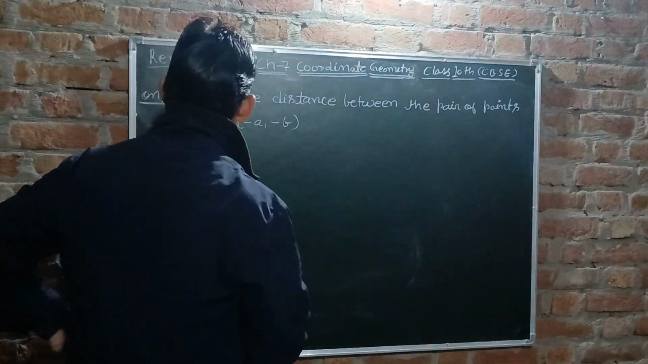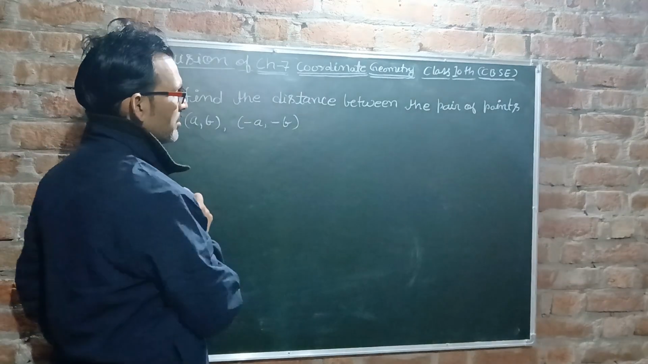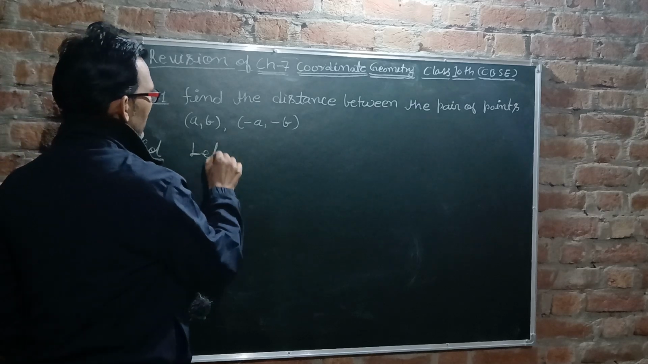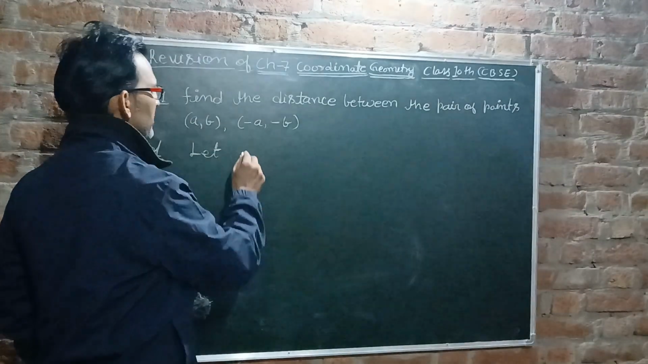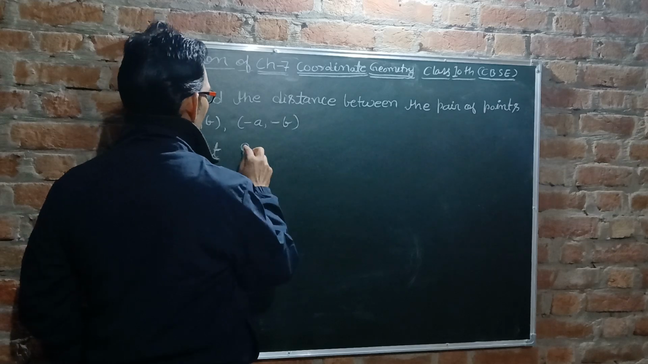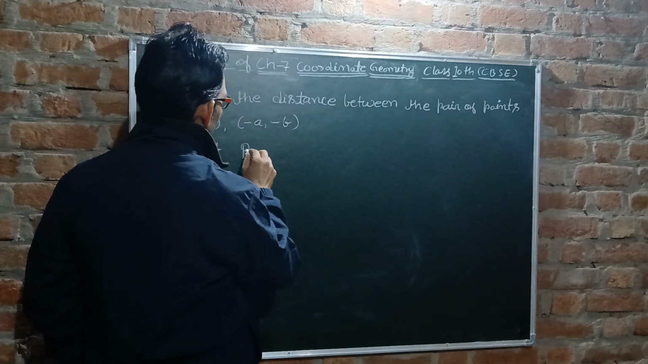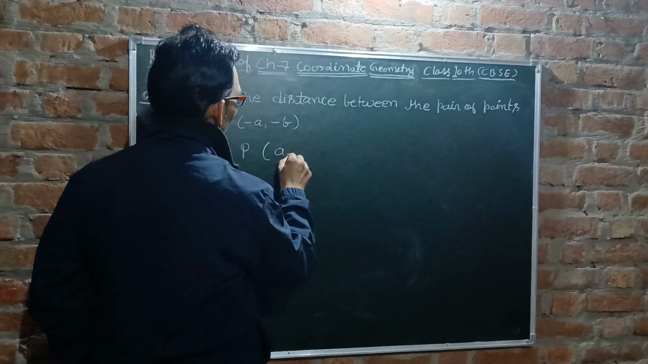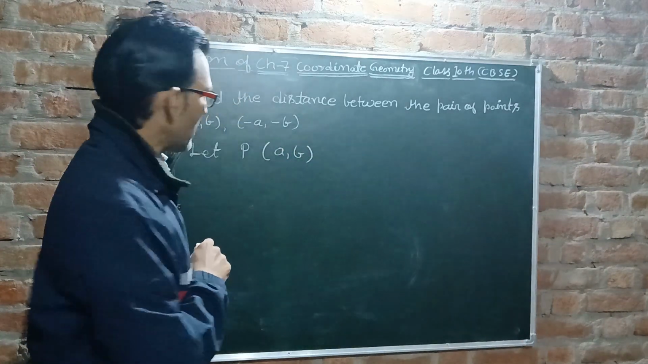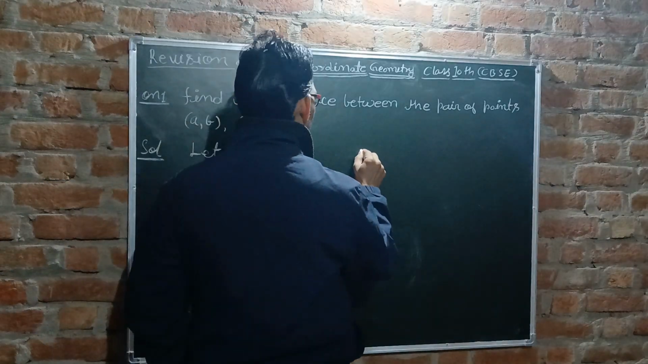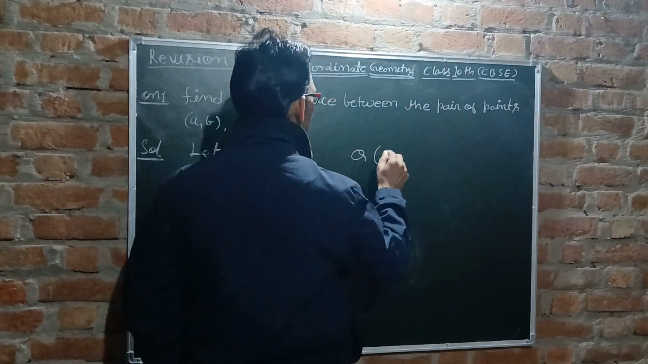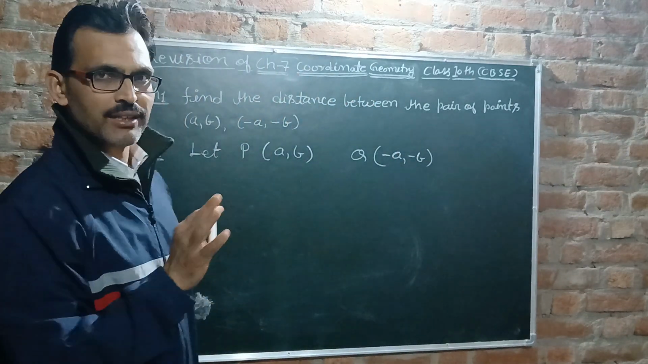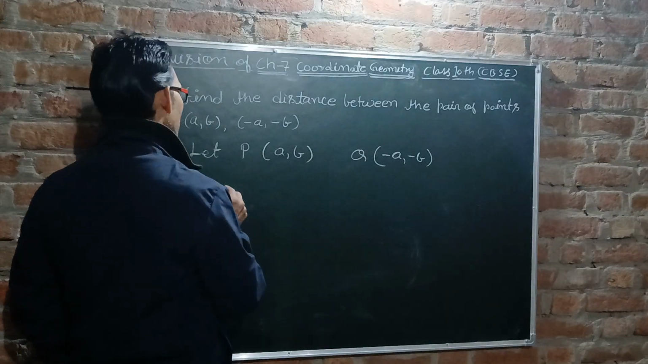Students, first of all, there is a formula to find the distance between 2 points. For the solution to this question, let us assume that P is a point somewhere between the x-axis and y-axis. So (a, b) is the point P, and suppose that Q is another point, (minus a, minus b), are the coordinates of points P and Q. For this we have a formula.